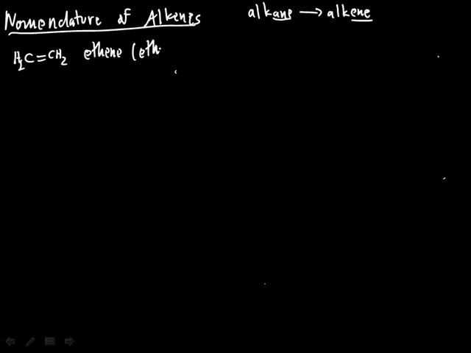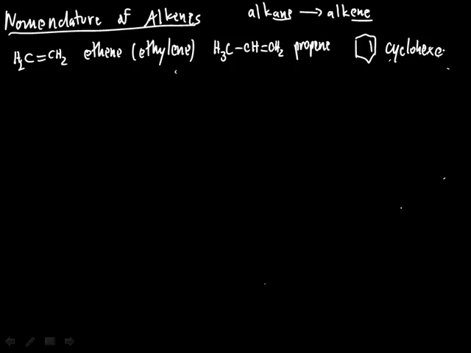which in the literature is sometimes referred to as ethylene. The next member of that class is propene, also known as propylene. And cyclic molecules such as this one will be known as cyclohexene.